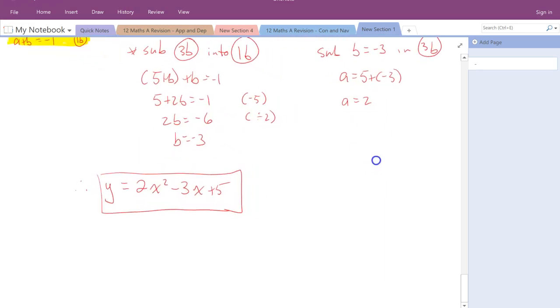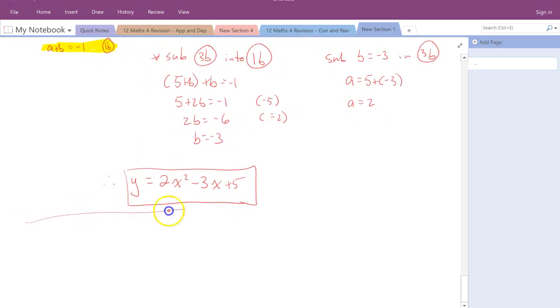So guys, remember you can always check your answer with mathematics. Okay, guys, so that is getting the equation of a quadratic from limited information.